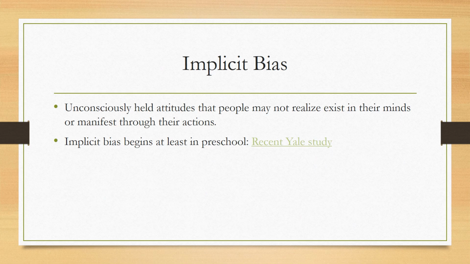Let's talk about the role of implicit bias. If we're going to rely on teachers and parents to nominate students, they have to see that a student is having above average abilities. But implicit bias that we all have may get in the way of that. Implicit biases are unconsciously held attitudes that people may not realize exist in their minds or manifest through their actions. So I might look out at my students and I might have a couple of children in my room from a particular cultural group that I have an implicit bias towards, and I might say they can't possibly be gifted.